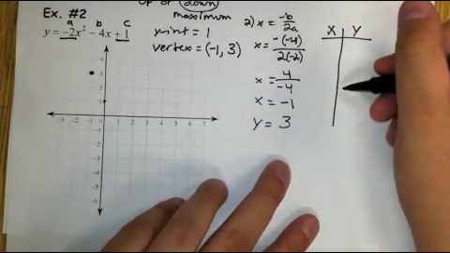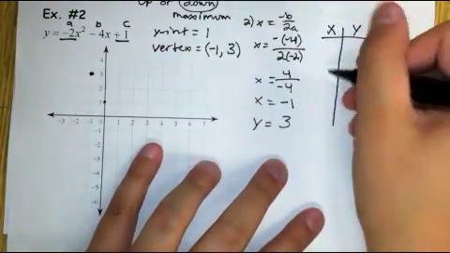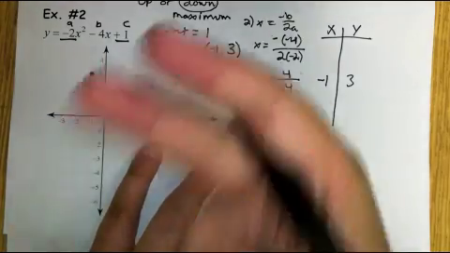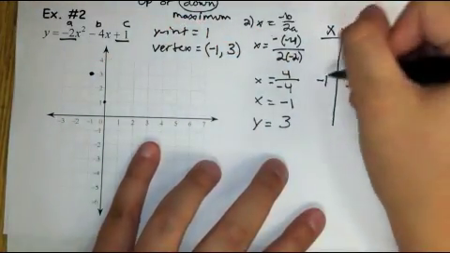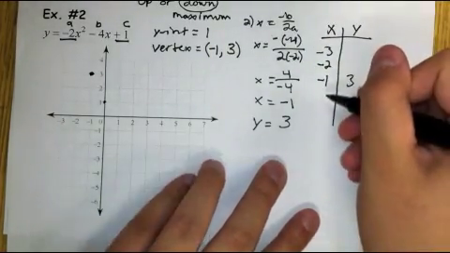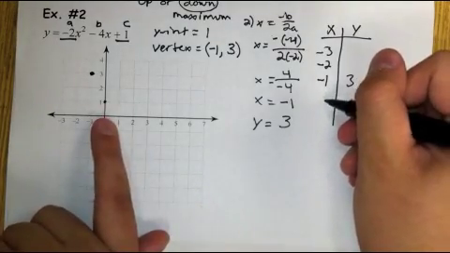What should you put in your table? Vertex: negative 1, 3. Pick two numbers bigger, pick two numbers smaller. Let's do smaller: negative 2, negative 3. Bigger, well, we already did 0. Let's do 1.